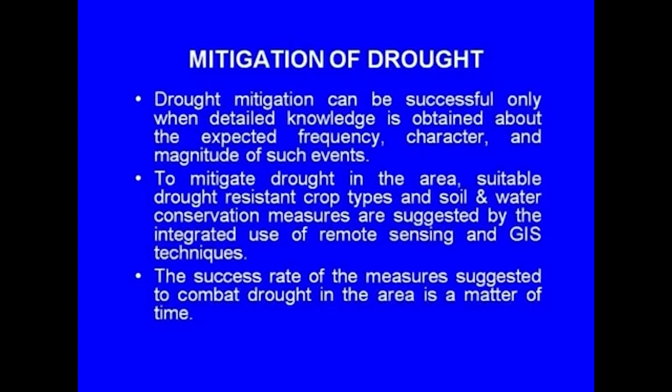Having had a look at the management aspects and the strategies, we now look at the mitigation of drought. Drought mitigation can be successful only when detailed knowledge is obtained about the expected frequency, character and magnitude of such events. To mitigate droughts in the area, suitable drought resistant crop types and soil and water conservation measures are suggested by the integrated use of remote sensing and GIS techniques. The success rate of measures suggested to combat drought in the area is a matter of time.